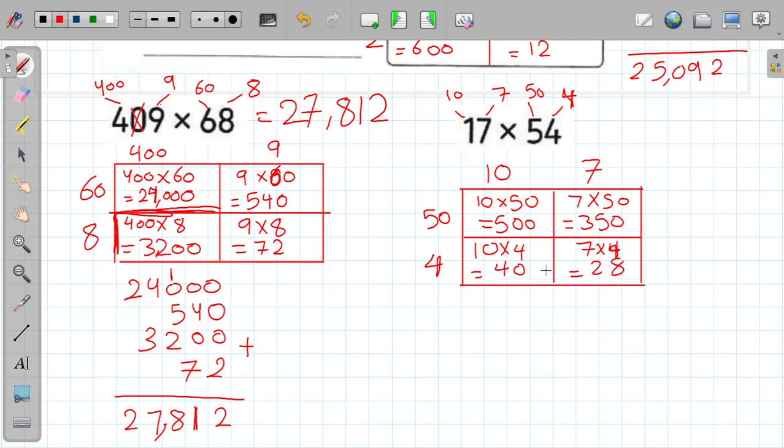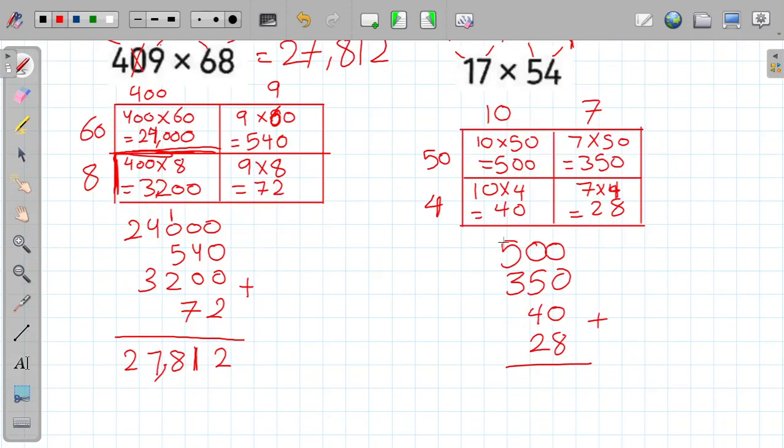I will add the four numbers here together, so I have 500 and 350 and 40 and 28. Okay, so I will add them together like this. 0 plus 0 plus 0 plus 8 equals 8. 0 plus 5 plus 4 plus 2 equals 11. So I will write 1 and carry up 1. 1 plus 5 plus 3 equals 9. So the result will be 918. Okay. So here the result will be 918.